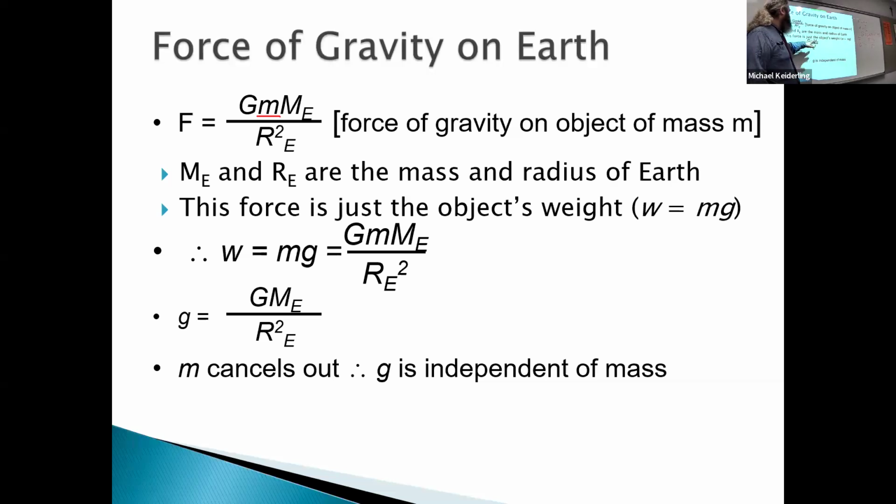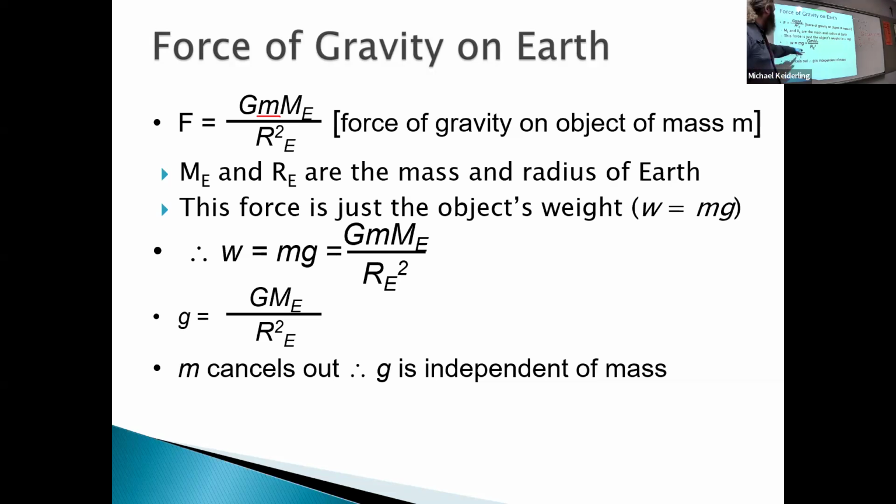So mg equals big G times the mass of the Earth over the radius of the Earth squared, times the object's mass. But these are the same mass, so we can cancel them. So the mass cancels out, and it turns out little g is just big G times the mass of the Earth over the radius of the Earth squared. So if you look those numbers up in the back of your textbook and plug them in, you'll get 9.8 or close to it.